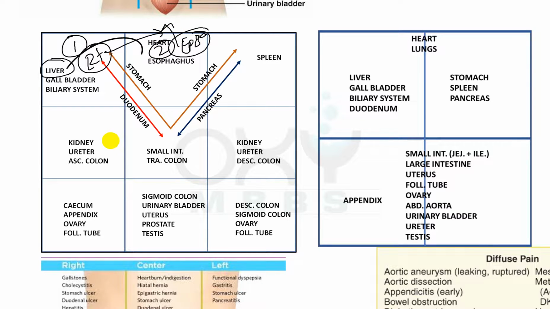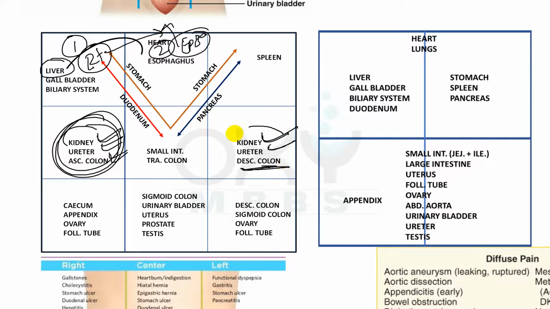Now coming to the lumbar region. In the lumbar region there are the kidney, ureter and the ascending colon on the right side, and on the left side the kidney, ureter and the descending colon. So if there is any pathology in the kidney, ureter and the ascending colon, then you will find pain in this region. If there is any pathology on the left side, in the kidney, ureter and the descending colon, then you will find pain in this region.